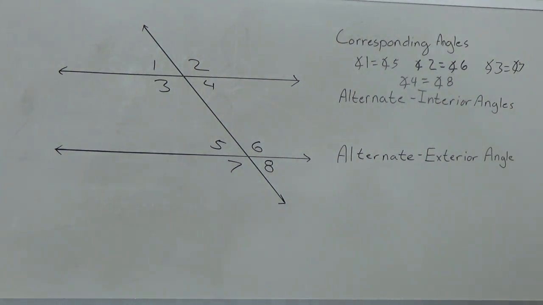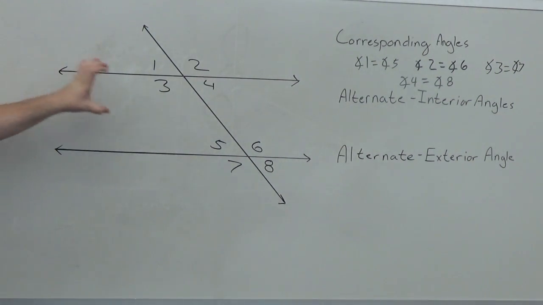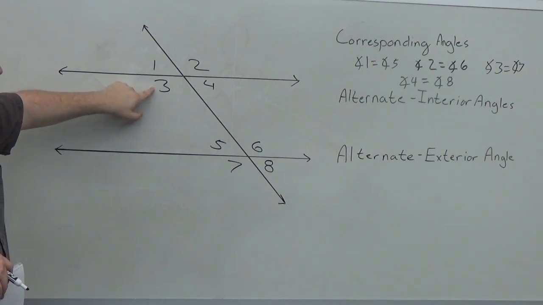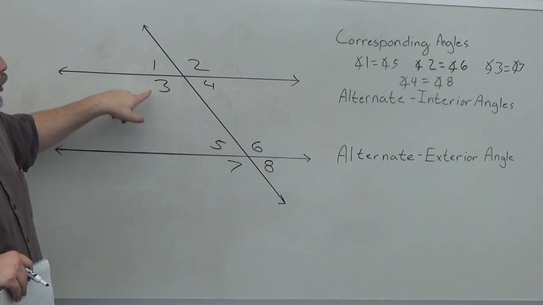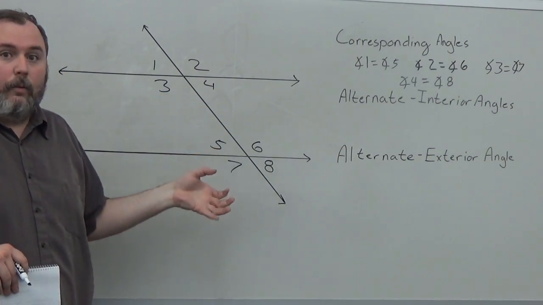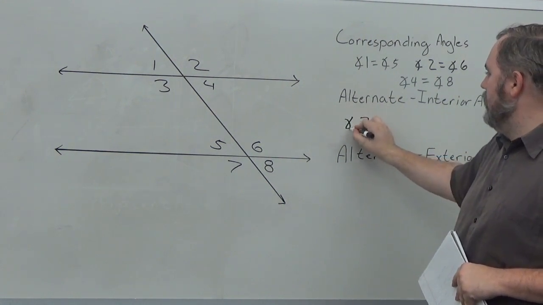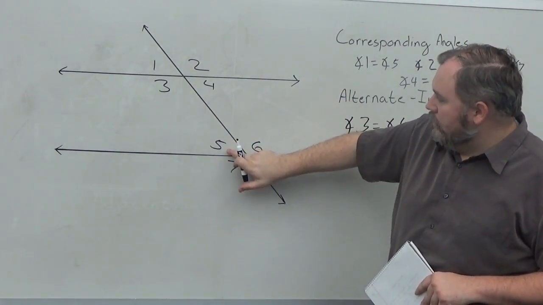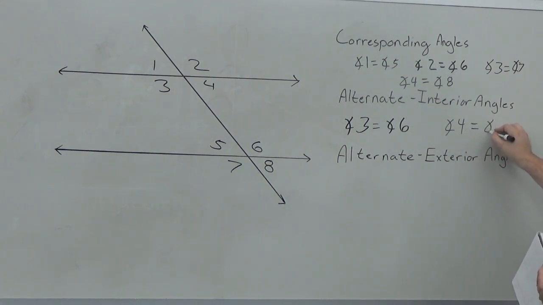All right? Now, alternate interior angles. What we have to do is look at the inside between the two parallels. So we have 3. Well, 3 does not look like 5. However, if you were to put a mirror up here, 3 does look like 6 when flipped upside down. So the alternate interior angles would be 3 is equal to angle 6. And the same thing applies. 4 looks like 5 if it's flipped upside down.